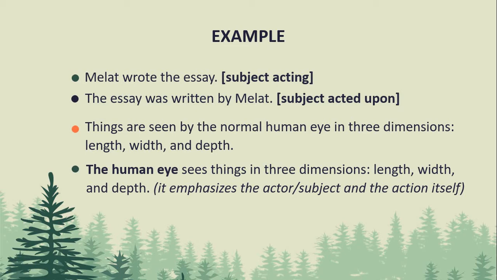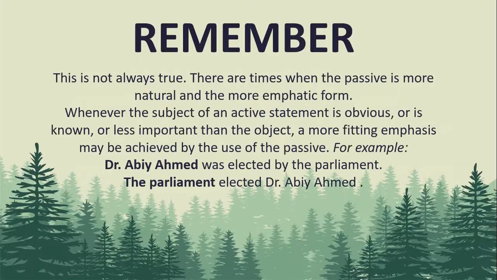Things are seen by the normal human eye in 3 dimensions: length, width, and depth. This is a passive. The human eye sees things in 3 dimensions: length, width, and depth. Here, as you can see, the human eye is the subject or the actor, so this sentence emphasizes the actor or subject and the action itself. That's why we are used to achieve emphasis in this way. One thing here is that this is not always true.